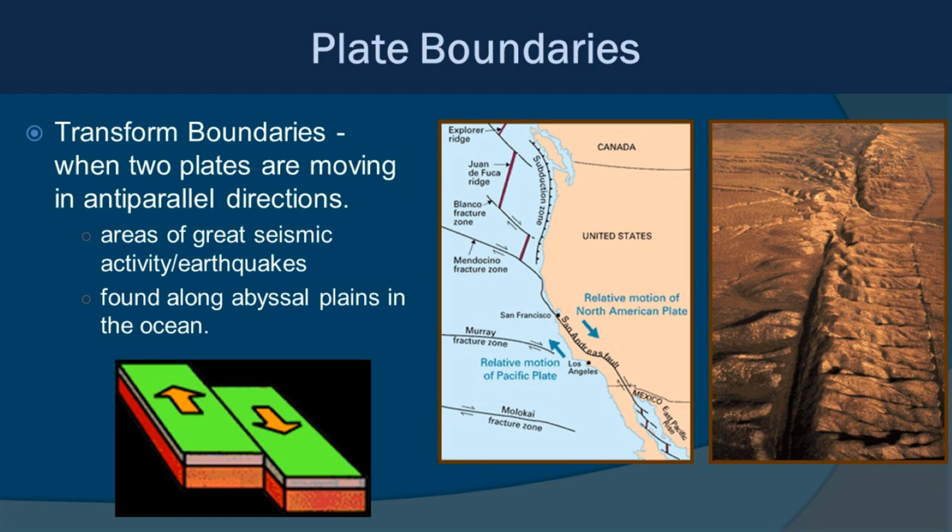The last type of interaction is a transform boundary. This is where two plates are moving in anti-parallel directions, otherwise known as sliding past each other. This can cause some major earthquakes, and the San Andreas Fault in California is a big example of this.